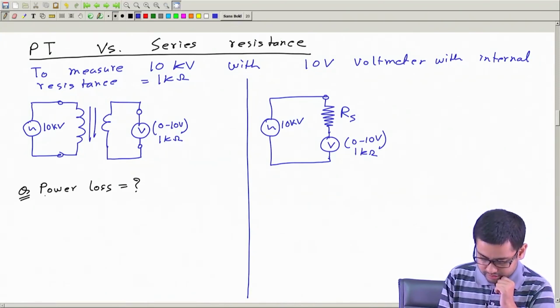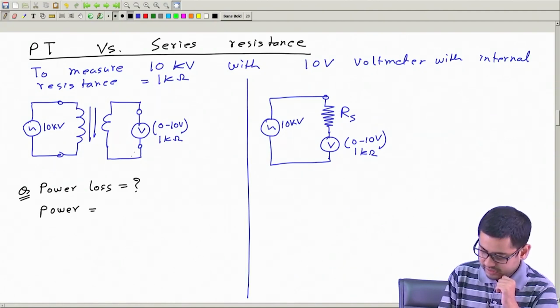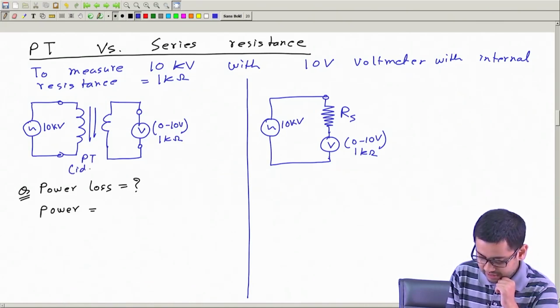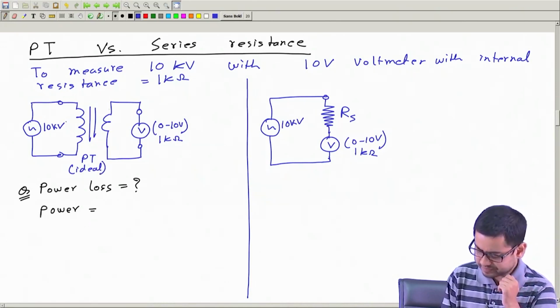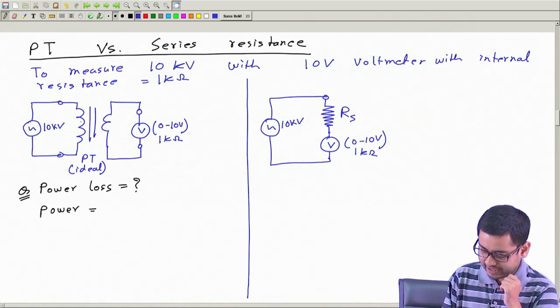Okay. So, how much is the power loss here? That will be only the power loss in the voltmeter, because we can assume that this PT is ideal. So, no drop no loss occurs here. Okay. So, this PT is an ideal PT. So, the loss occurs only in the voltmeter. Then the loss is V square by R, which is the same as the 1 kilo ohm.